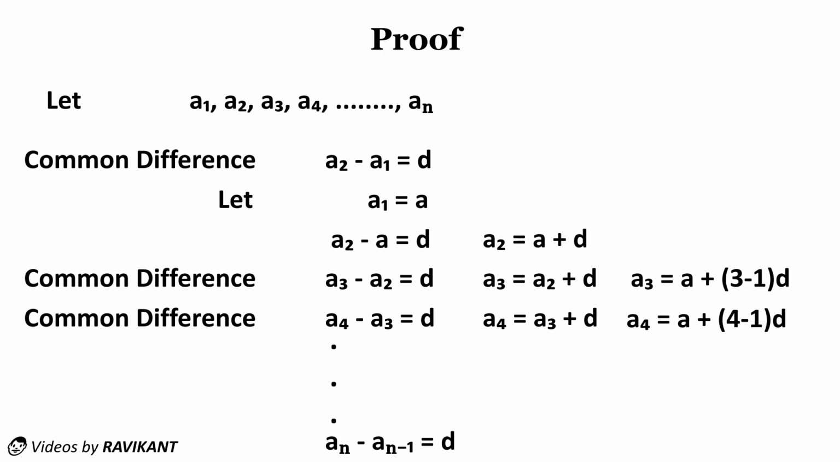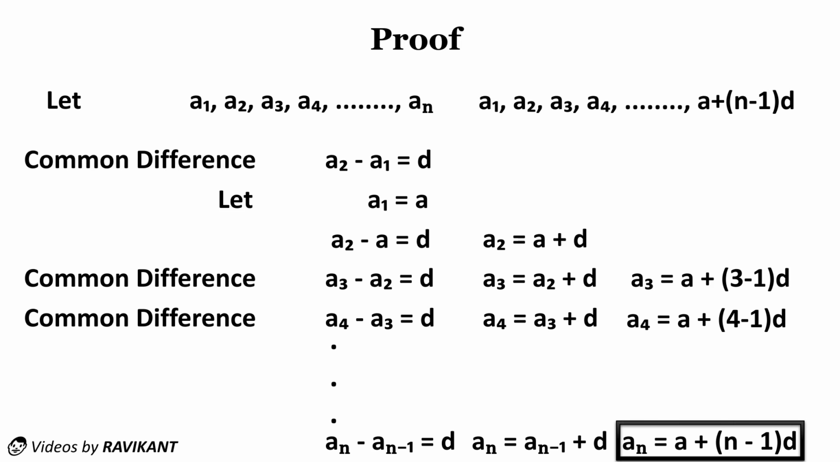By following the same procedure, we get the nth term, which is an is equal to a plus n minus 1 into d. So we can write the general term, which is given by the following equation. So this is the proof which will help to remember things to solve the related questions.